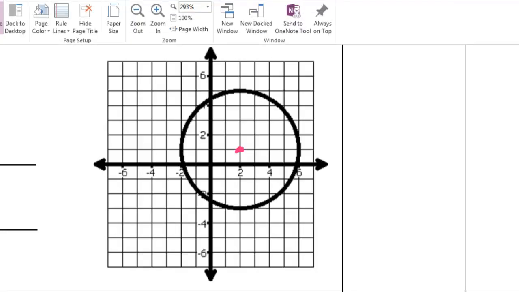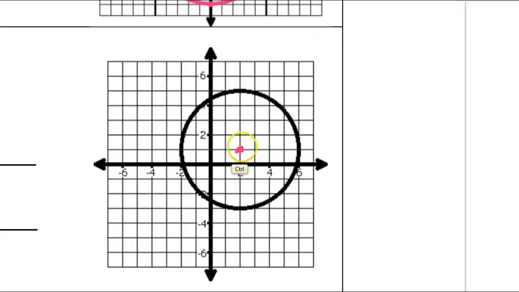So looking at this center that I just made, if I go out to the edge of the circle, I'm going over 4. So the radius is 4. And it helps me see that I picked the right number, because if I go 4 up, 4 left, 4 down, all of those put me on the circle. So the radius is 4.